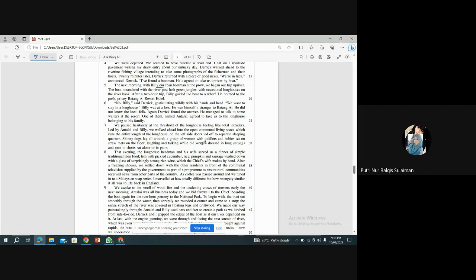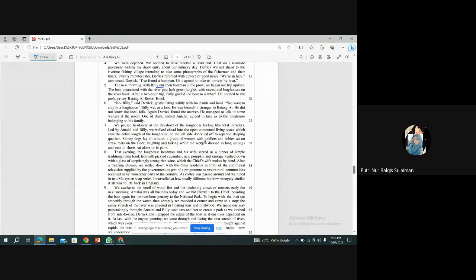He did not stay in a longhouse. He did not know the local folk. Again, Derek found the answer. He managed to talk to some waiters at the resort. One of them, named Antalay, agreed to take us to the longhouse belonging to his family.